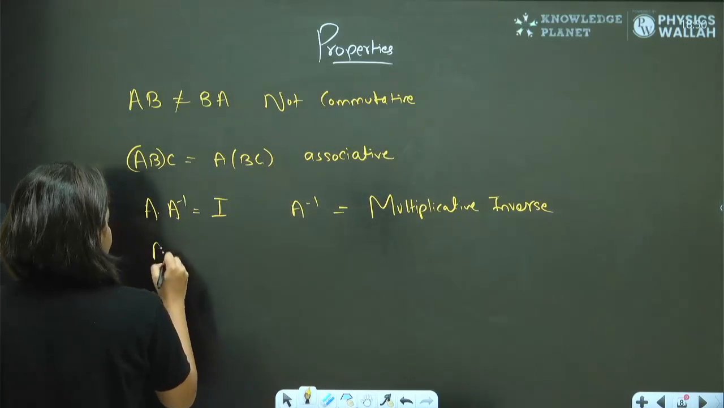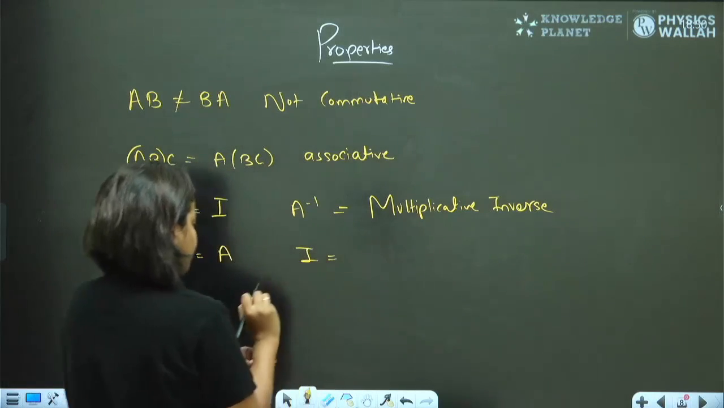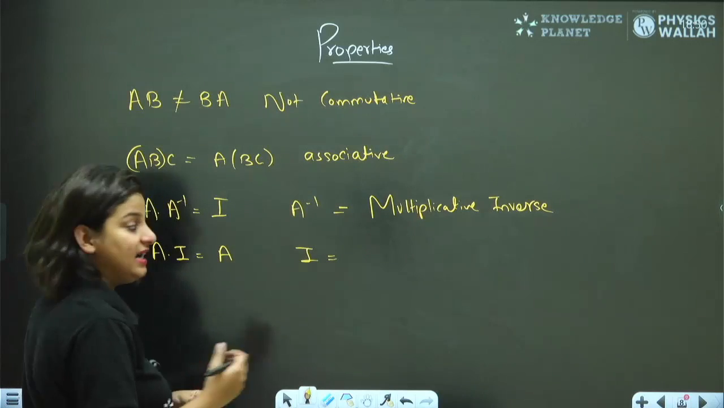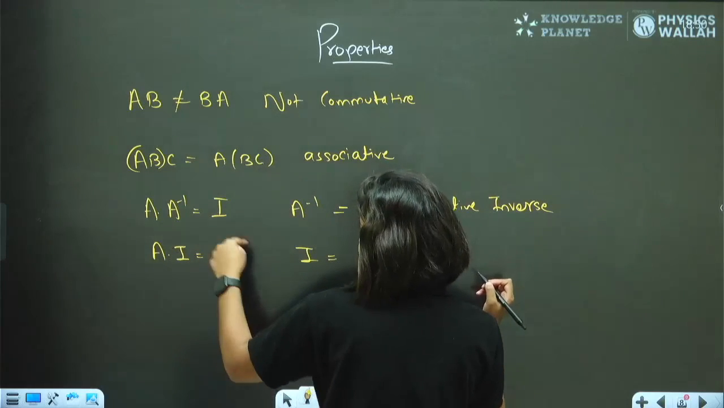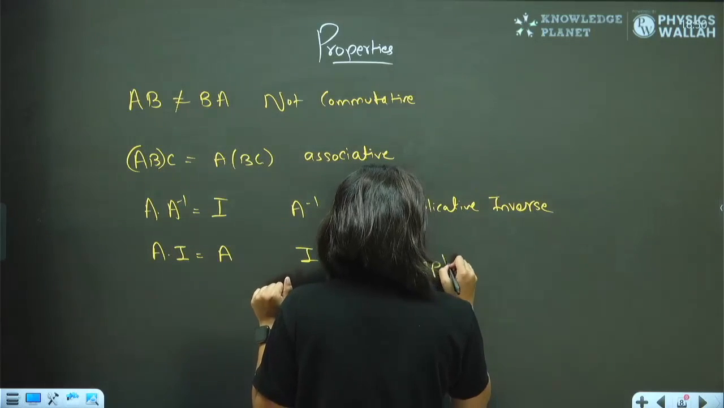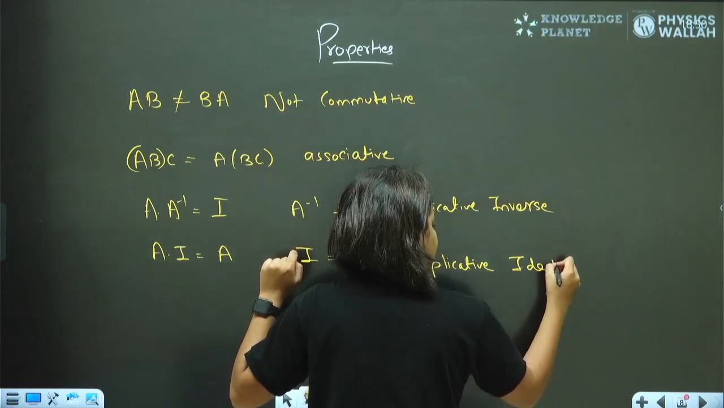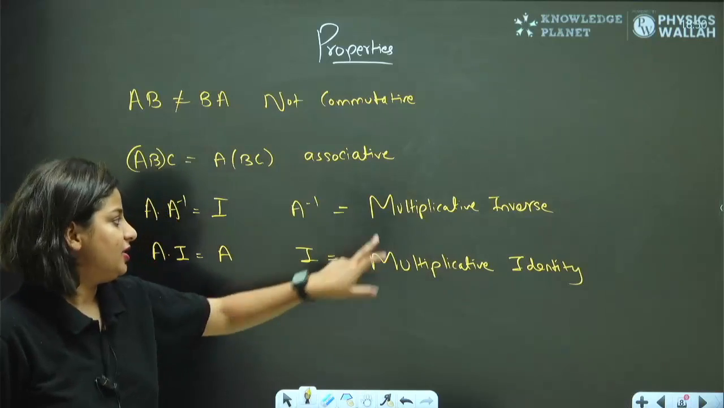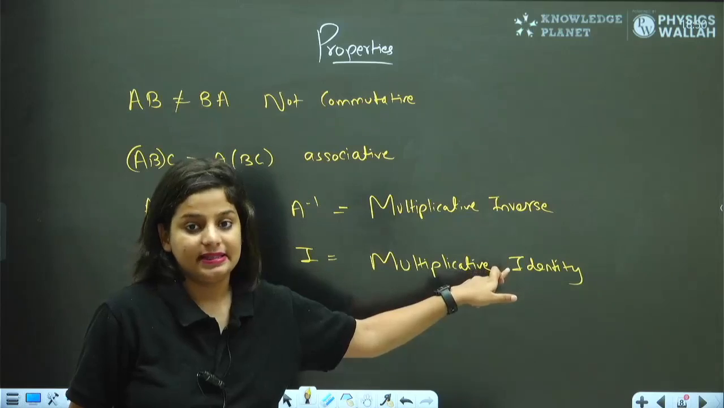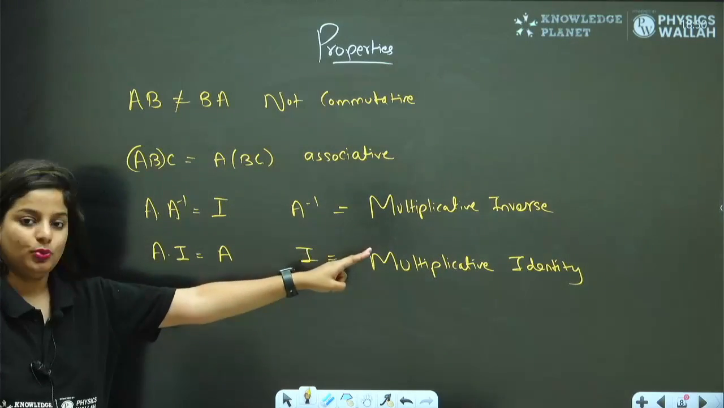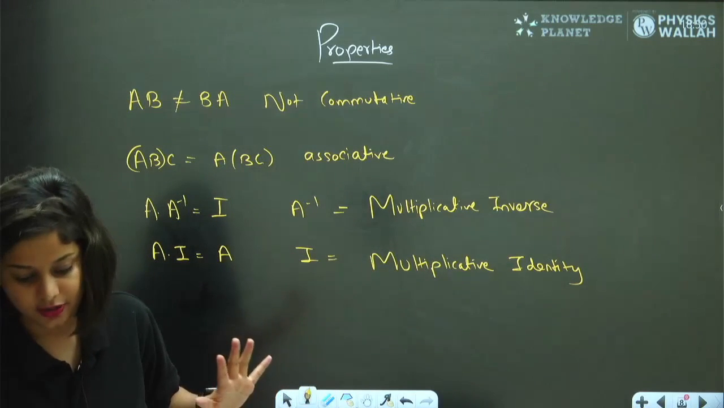What happens if I multiply A with I? I get back A. So what is I? I is the multiplicative identity. If I get an identical output, it's called multiplicative identity, not inverse. So in addition, additive inverse was minus A and additive identity was 0. Here multiplicative inverse is A inverse, multiplicative identity is I. I hope this is fine, fair, good.